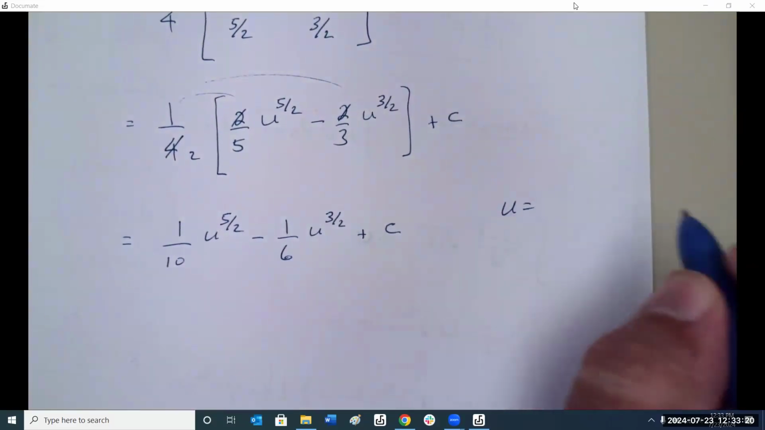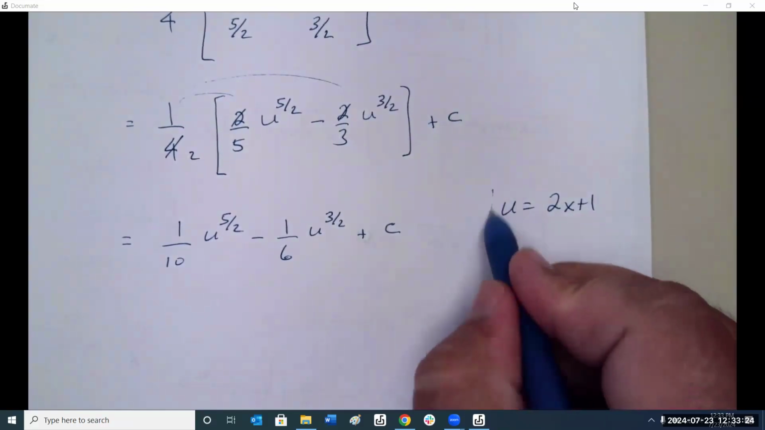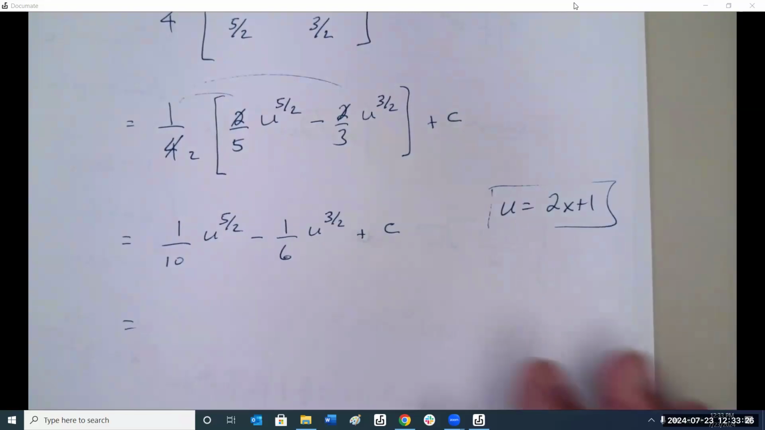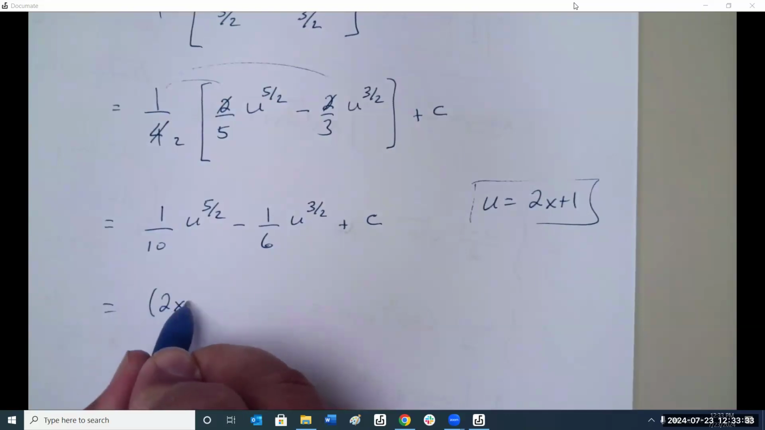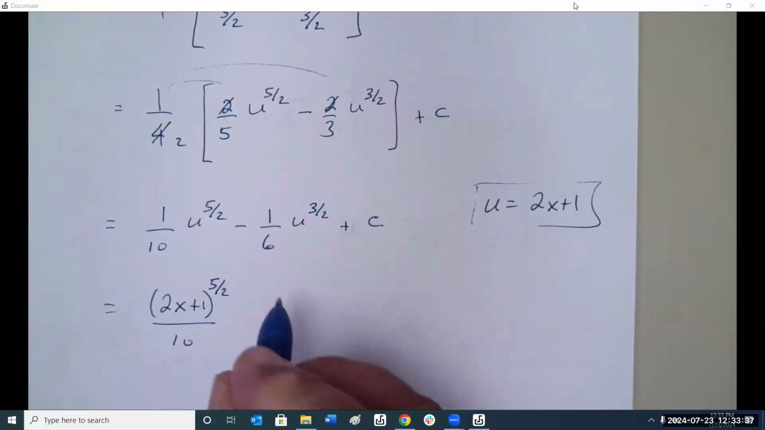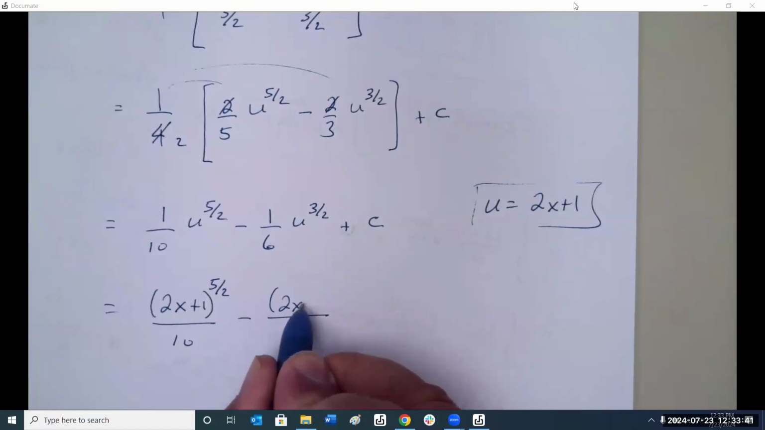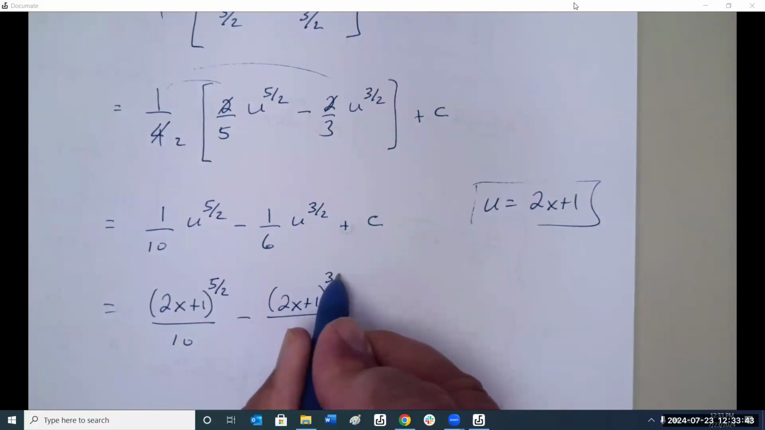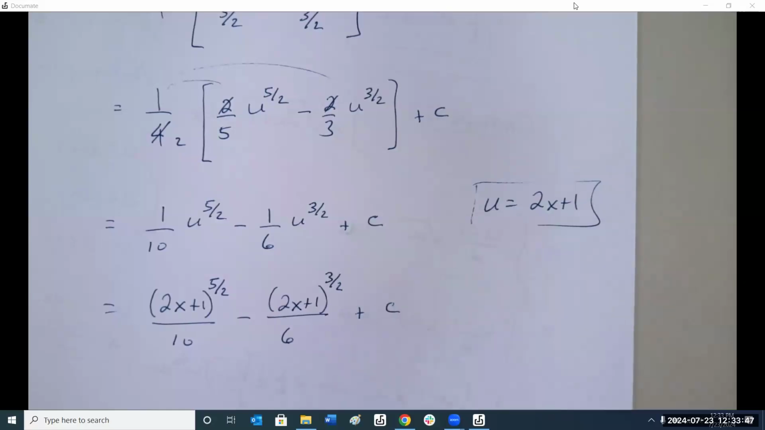Remember, u was our 2x plus 1. Now we can put it back in there. So it's 2x plus 1 to the 5/2 over 10, minus 2x plus 1 to the 3/2 over 6, plus c. And there's my answer.